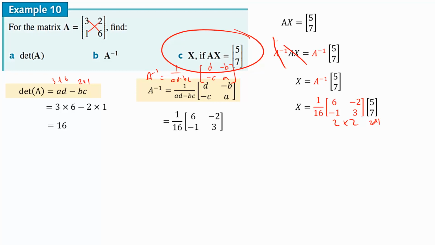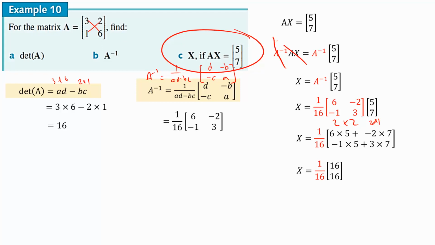So what's my ending result? 2, 1. Rule number 1, they both work. Rule number 2 ends up being 2 rows, 1 column. Here we go. Row 1, column 1. So row 1 times column 1: 6 times the 5 plus negative 2 times the 7. That's what I write here. Row 2, column 1: negative 1 times the 5, plus 3 times the 7. Add them together, and you should get 16, 16.